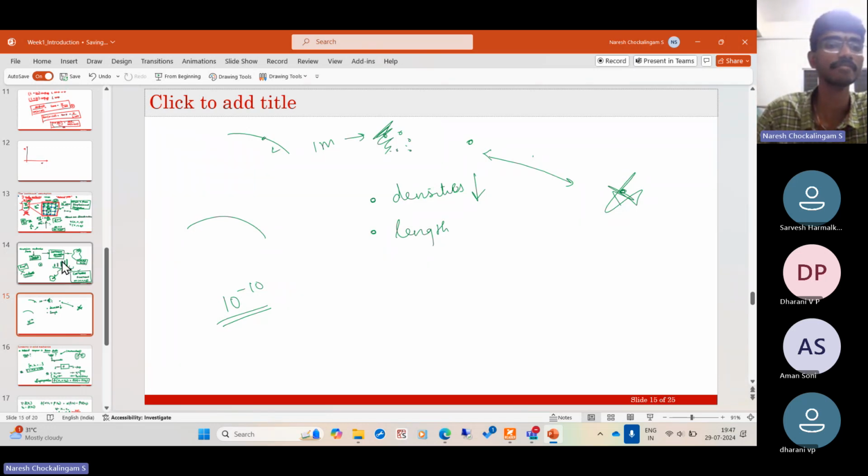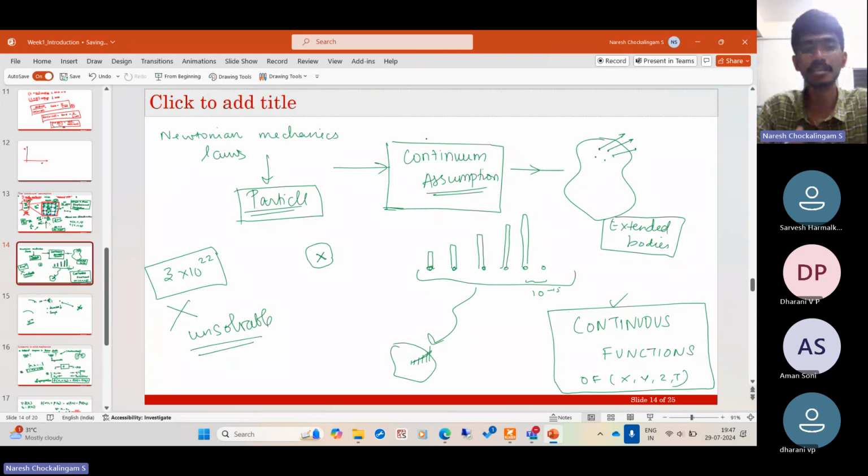There you cannot apply the continuum assumption. So this course name is computational continuum mechanics. Computation comes after continuum. The continuum assumption is that you can describe the displacements and other physical quantities by continuous functions of space and time. If this is violated, entire continuum mechanics breaks down.